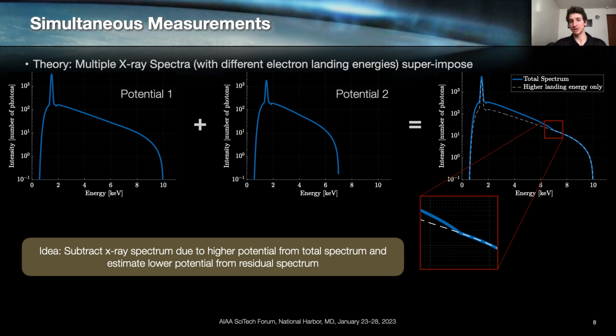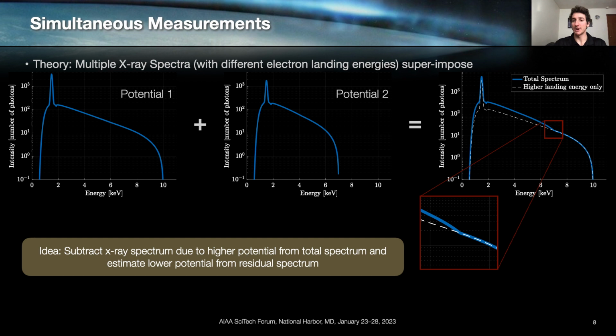To do this, we look here in theory at how this would look in a total spectrum. If your electron beam impacts on two components, then the total X-ray spectrum is a superposition of the two individual spectra. So one on the left here, for example, with a landing energy of 10 keV, and another one with 7 keV, will result in the total spectrum shown on the right, where we have a deflection point corresponding to that second potential.